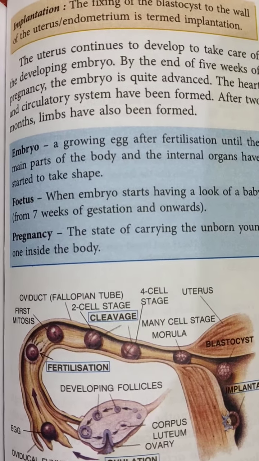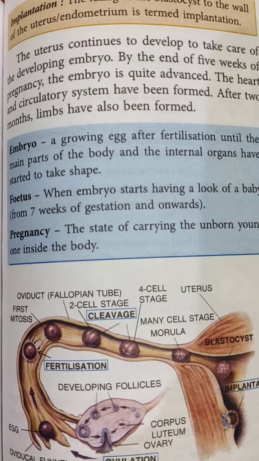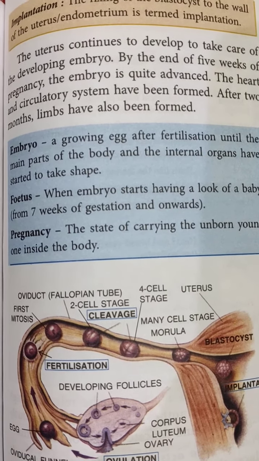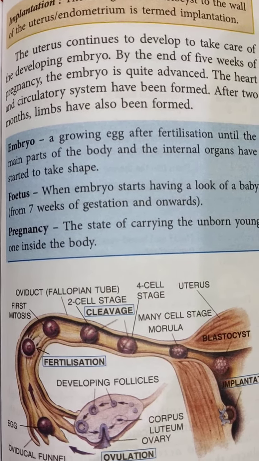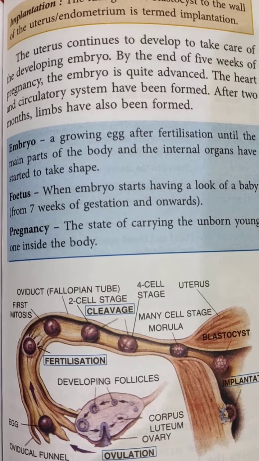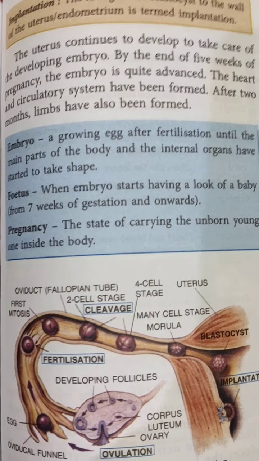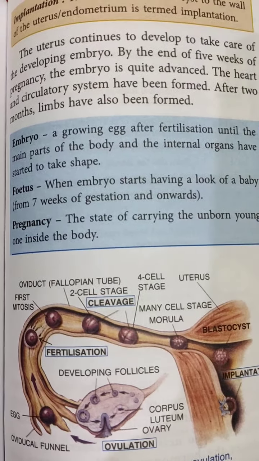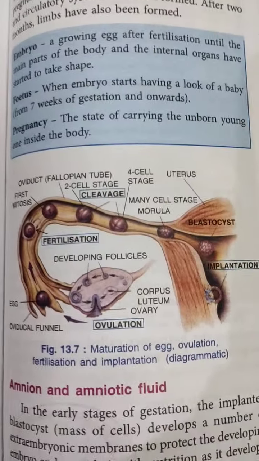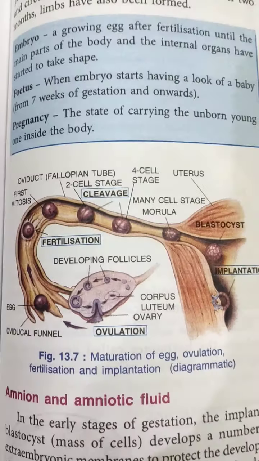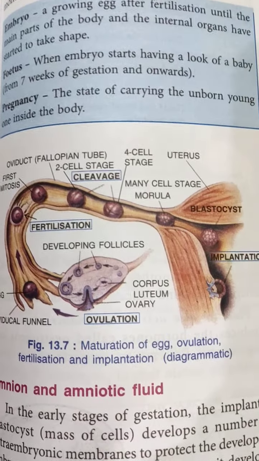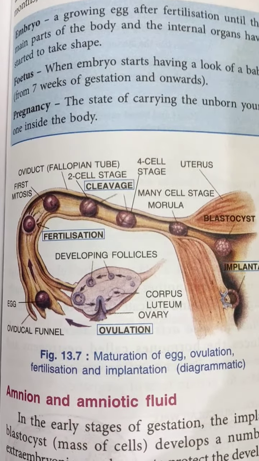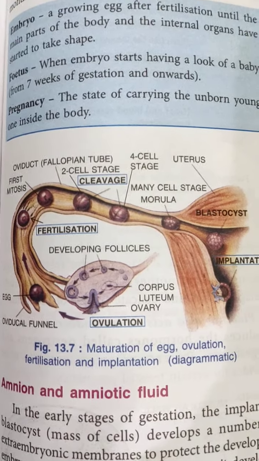The uterus continues to develop to take care of the developing embryo. By the end of 5 weeks of pregnancy, the embryo is quite advanced. The heart and circulatory system have been formed. After 2 months, limbs have also been formed. Okay. Now, this diagram is not important for drawing, but it may come for your labeling. So, go through the diagram.